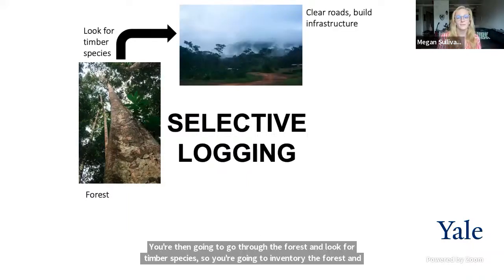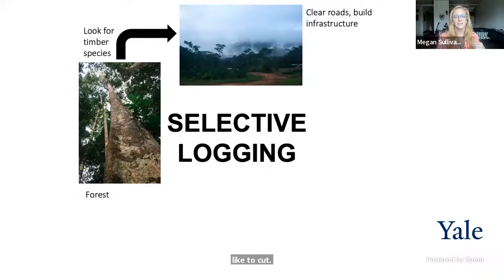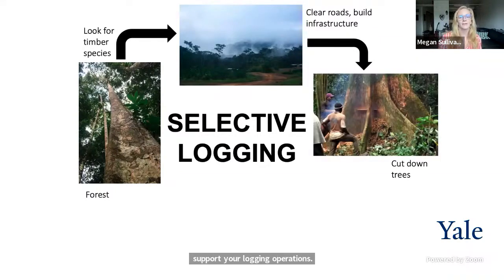And you can use that information about where those timber species are to go in and clear roads and build infrastructure to support your logging operations. After that, you'll cut down your selected timber trees. And after all of those trees are cut, you can move on to cutting a different area of forest.